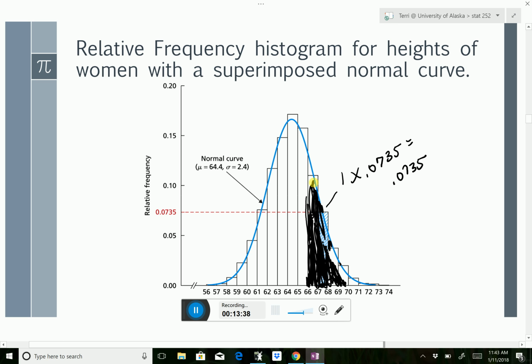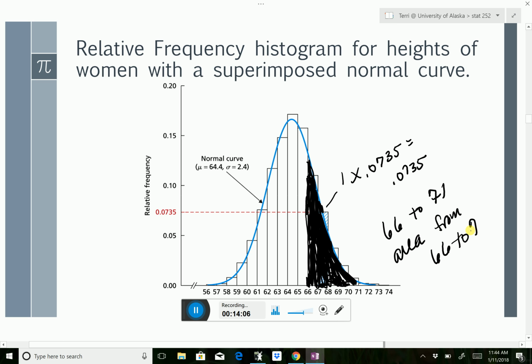So if I want to approximate this area, or find the true area of women's heights, from 66 to, oh, I got 71 on here. From 66 to 71. Then I would take the area under this curve, go up here, take the area under this curve from 66 to 71. And that's how I could do that.